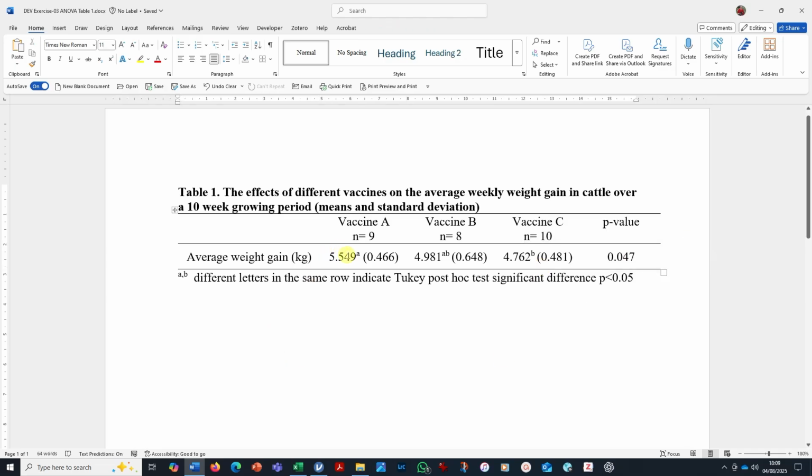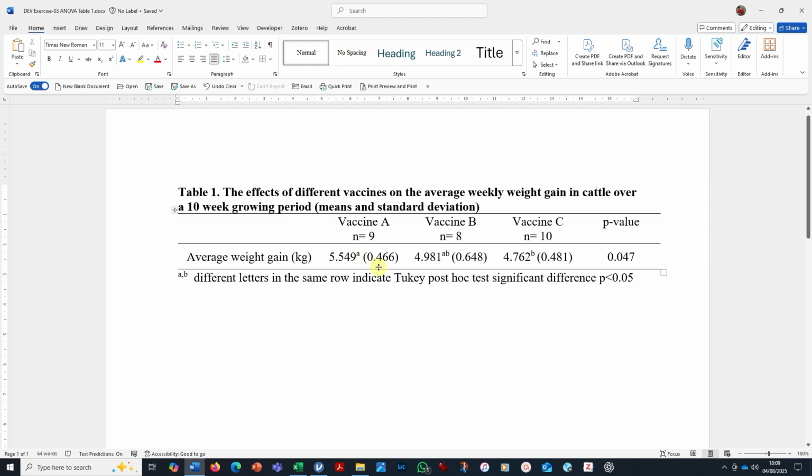We've got the means here, and the standard deviation is in the brackets for the average weight gain in kilograms. So we've got it to the correct number of decimal places, which is one more than the measured value for each of these mean and standard deviations.